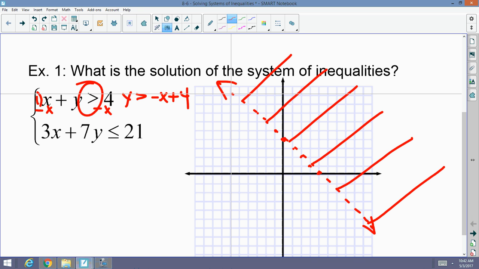It only depends on the inequality, how I shade. Doesn't matter what the value of the y-intercept is. If it's greater than, you always go above that graph. And if it's less than, below that graph.